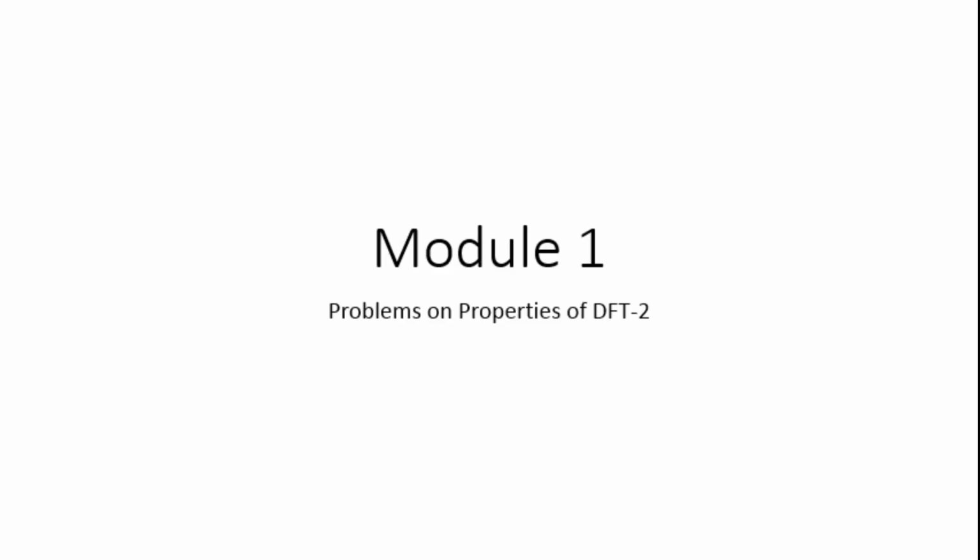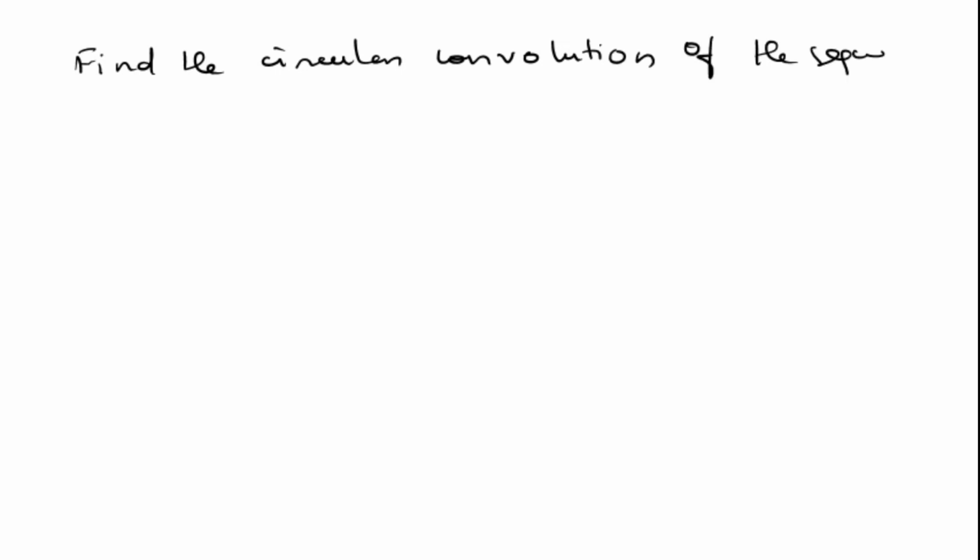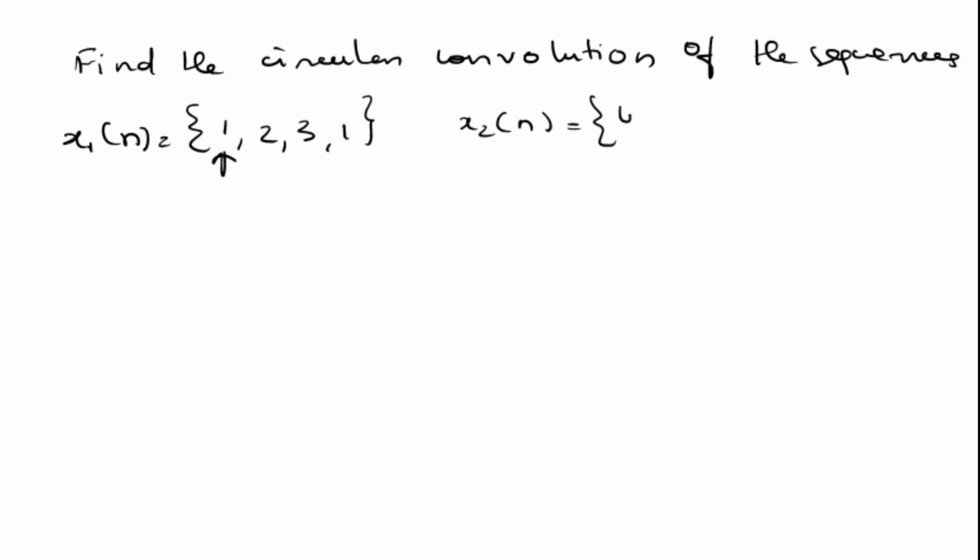Today we are going to discuss some of the problems on properties of DFT. So first problem, find the circular convolution of the sequences x1 of n is equal to 1, 2, 3, 1, x2 of n is equal to 4, 3, 2, 2.